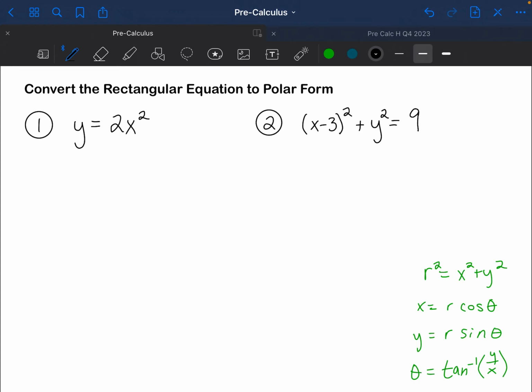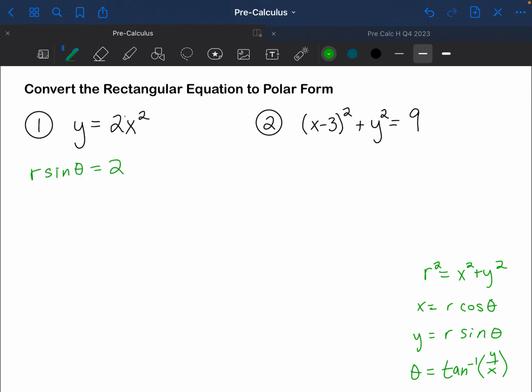We want to be able to replace, so whenever you see a y, you're plugging in r sine theta. Whenever you see an x, you plug in r cosine theta. That's always what I try to do first when I'm looking at rectangular equations and trying to change them into polar. So looking at this first one, well, y, I know that's r sine theta.